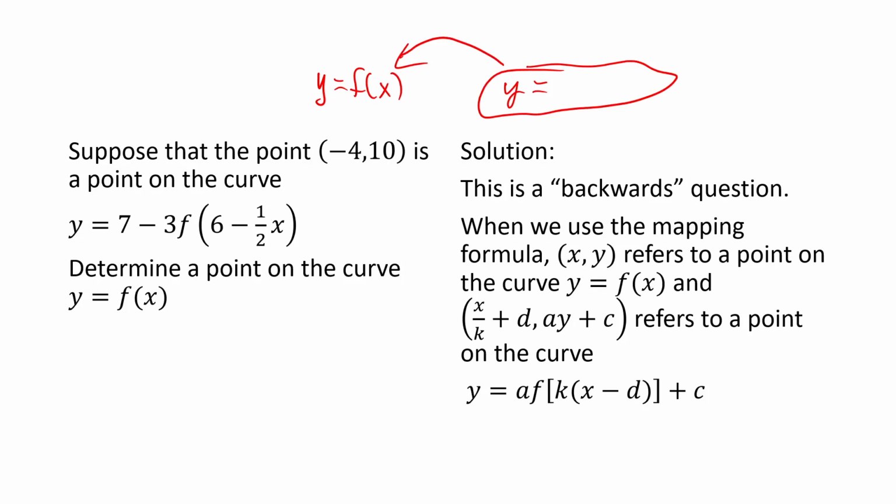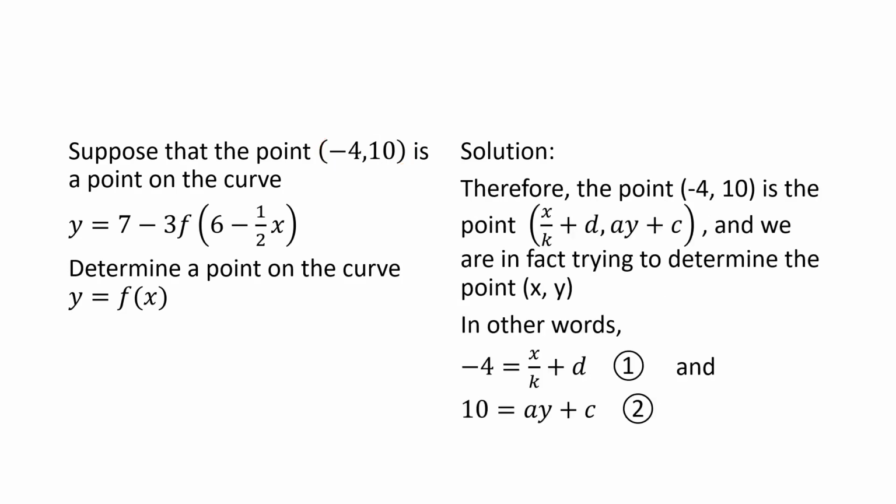So, in essence, the point that we are given, which is (-4, 10), is (x over k plus d, ay plus c). They want us to tell them what x and y are. Okay? So the point (-4, 10) is the point (x over k plus d, ay plus c), and we're trying to work backwards to the point (x, y). So we can start by saying -4 is x over k plus d, and 10 is ay plus c. And we'll refer to those as equation 1 and equation 2.